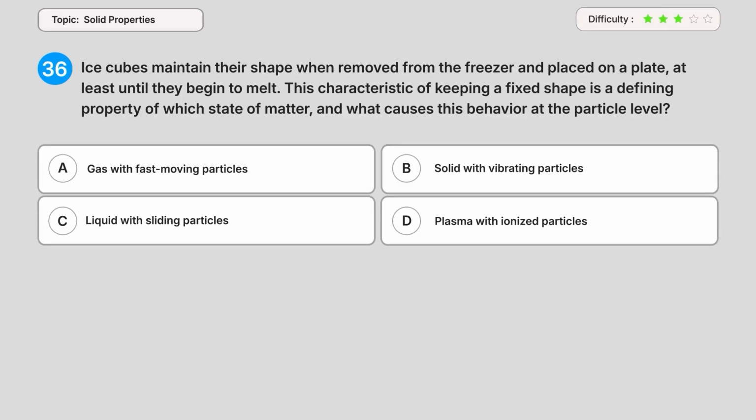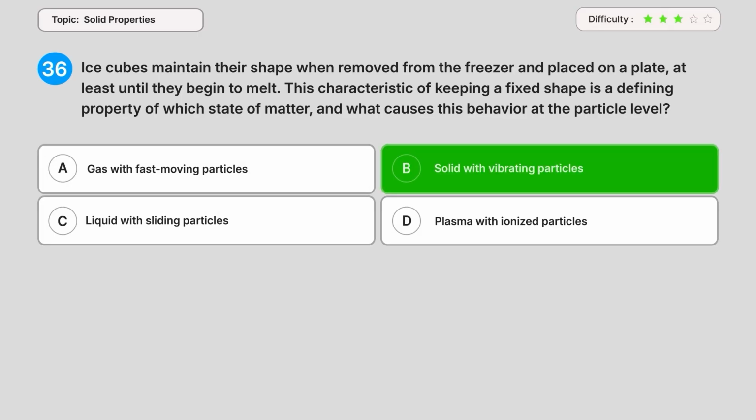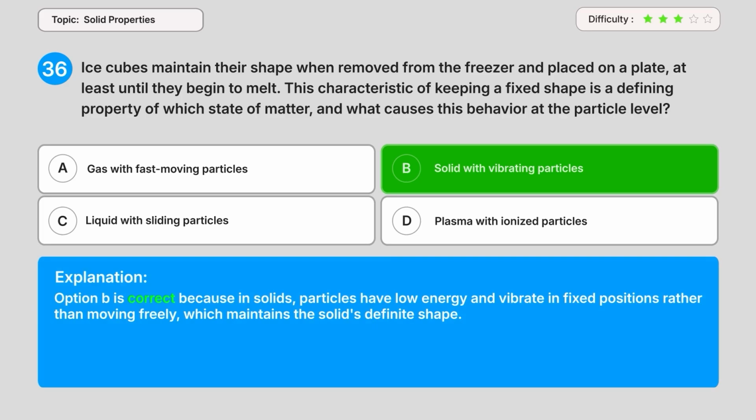Correct answer, B. Solid with vibrating particles. Explanation: option B is correct because in solids, particles have low energy and vibrate in fixed positions rather than moving freely, which maintains the solid's definite shape.